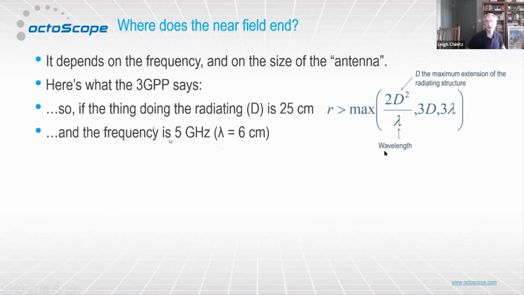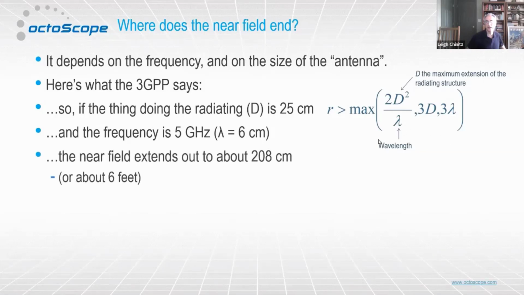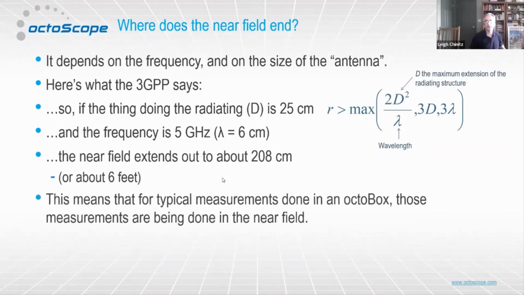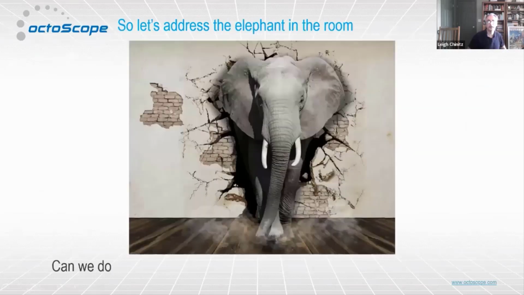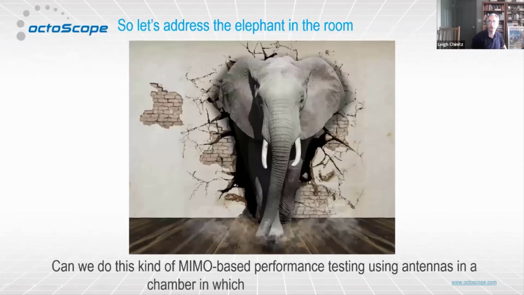So if you throw that into here, you see that the near field extends out about 200 centimeters, so 6 feet. Which means that for typical measurements done in an octabox, those measurements are in fact being done in the near field. People ask us about that, and it is true. In many cases, measurements in the octabox are being done in the near field. So let's address what I like to call the elephant in the room here, which is, can we do MIMO-based performance testing using antennas in a near field, in a chamber in which we're in the near field?